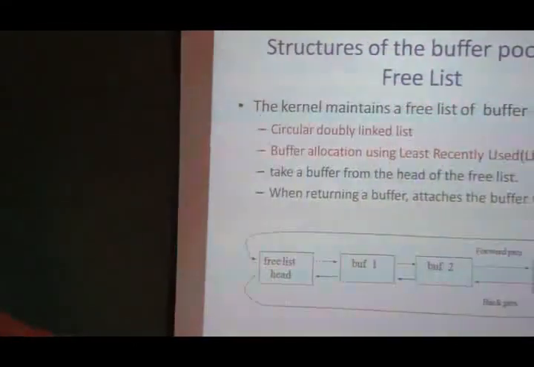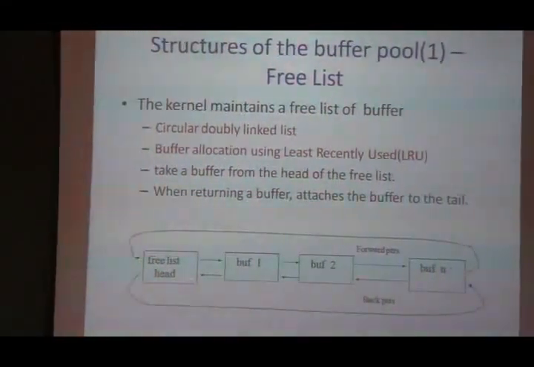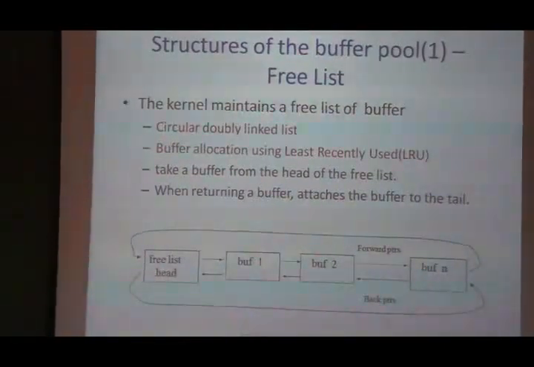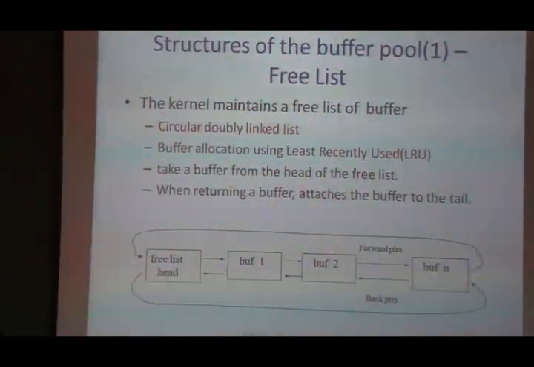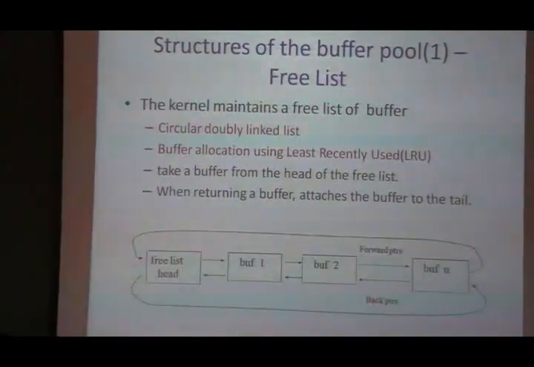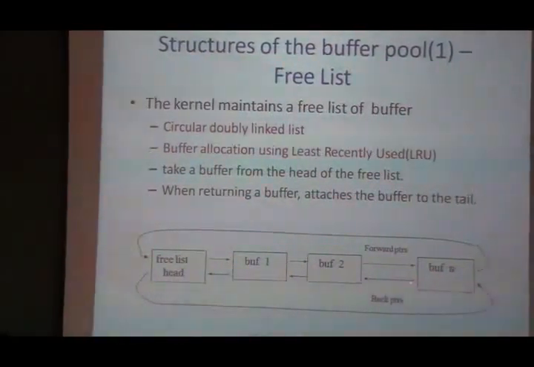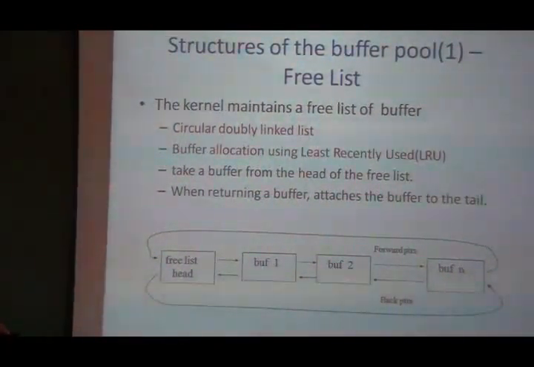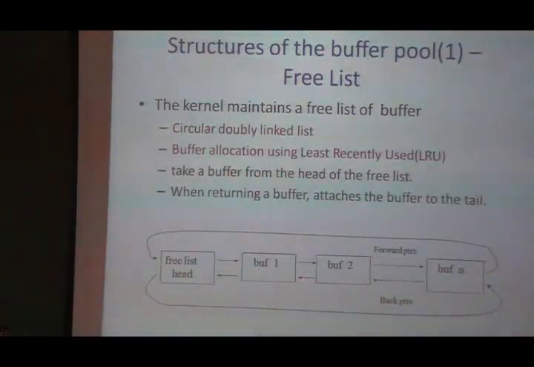Here the free list header is pointing to buffer 1, buffer 1 is pointing to buffer 2, and buffer 2 is pointing to buffer n. Similarly, the backward pointers are used to refer to the previous buffers. Buffer n is pointing to buffer n minus 1, buffer 2 is pointing to buffer 1, and buffer 1 is pointing to the free list head. So this is a circular doubly linked list.